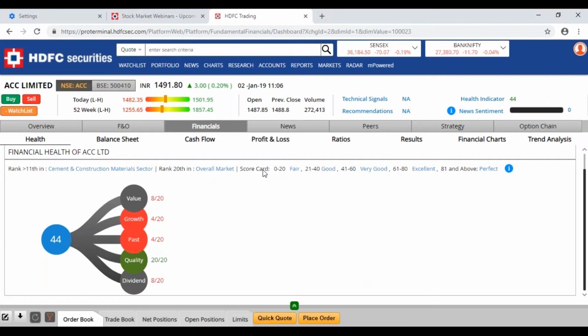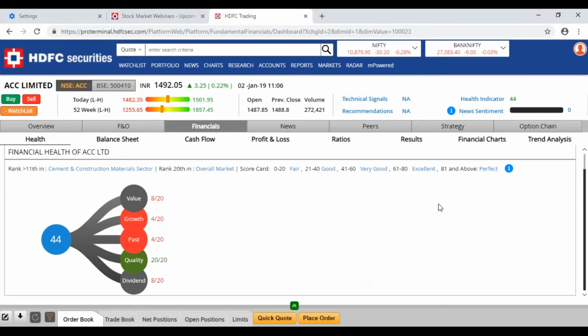Similarly, you can see the score rating is available out here. Any stock which is between 0 to 20 is considered to be fair, 21 to 40 considered to be good, 41 to 60 very good, 61 to 80 excellent, 81 and above perfect. On that grounds you get the information.